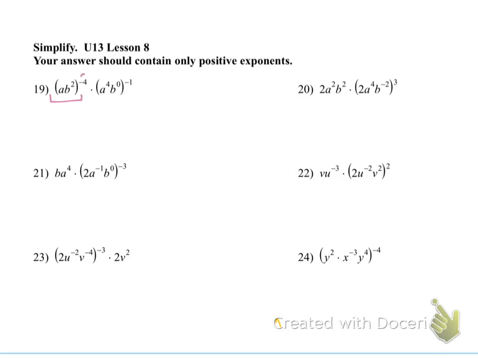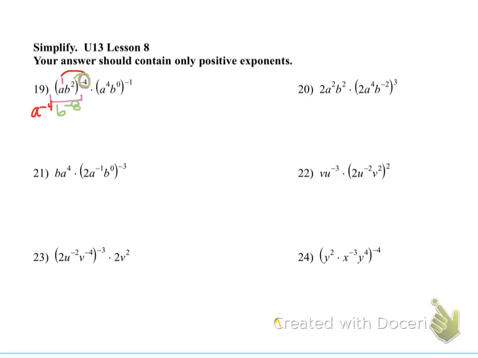I'm looking at this -4, and I'm going to double check inside those parentheses that everything has an exponent. A does not, so I'm going to put a 1 there. Now I take that -4 on the outside, and because it's a power to a power, we multiply. So -4 times 1 gives me A to the -4. Then I do the same thing with my B. -4 times 2 gives me B to the -8. So I'm done with my first part.